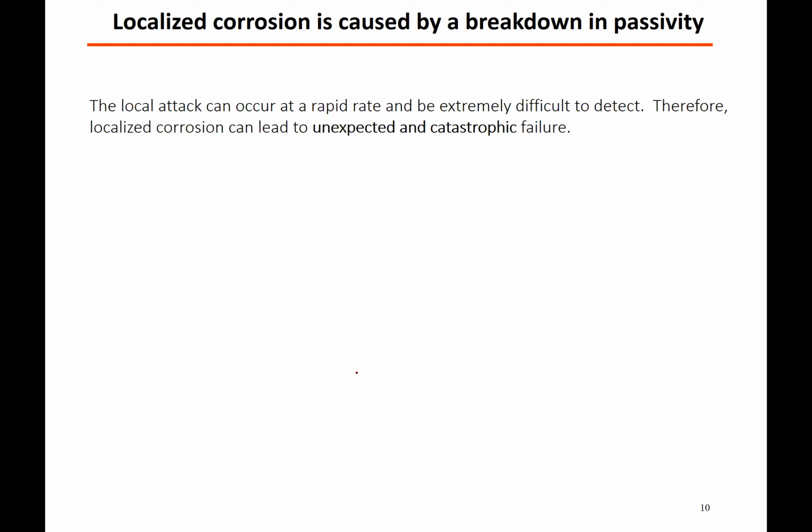Okay. So what does localized corrosion look like? Right, so this local attack, if you have a certain area where corrosion is concentrated, the local attack can happen at a rapid rate, and it can be really difficult to detect. And one of the questions that came up towards the end of the lecture last time is, how do we detect corrosion? How do we detect crack formation? There are a number of ways.